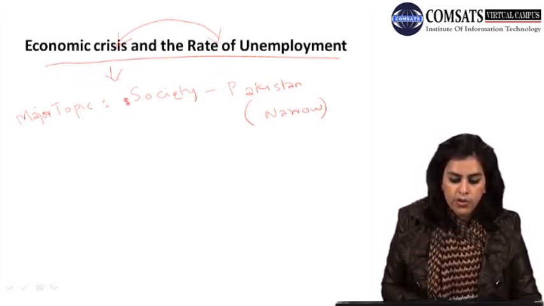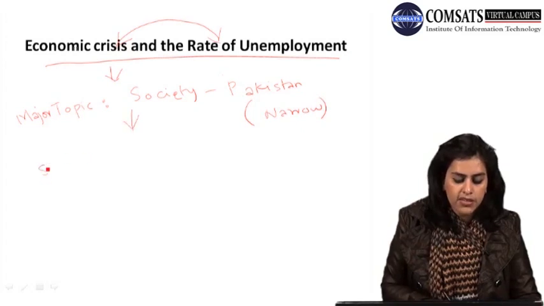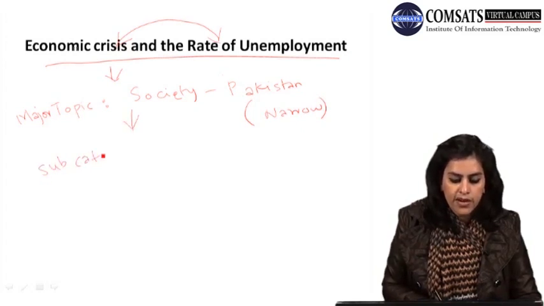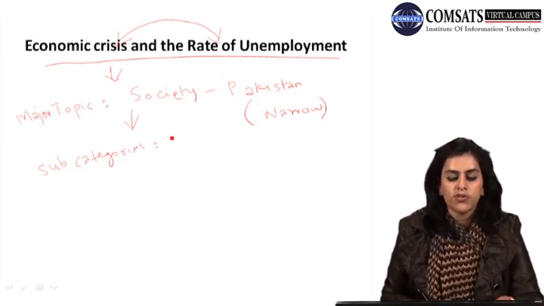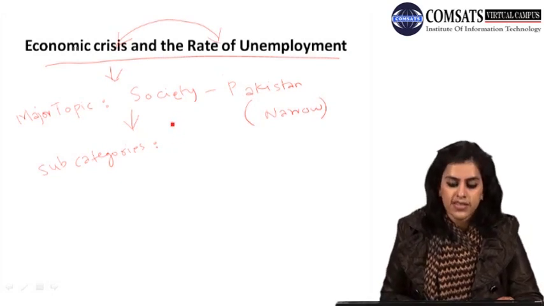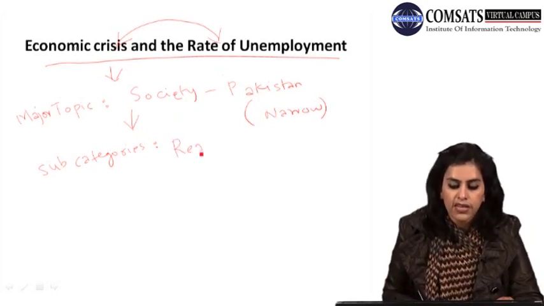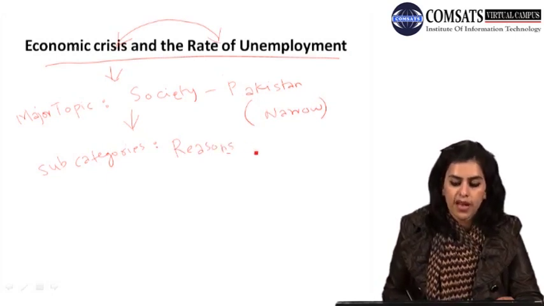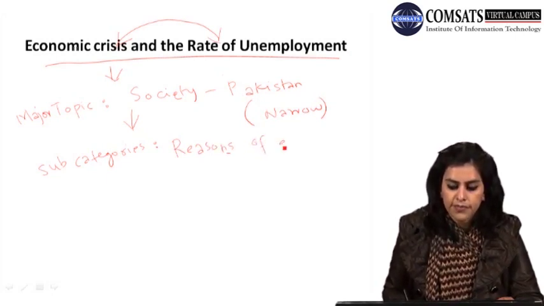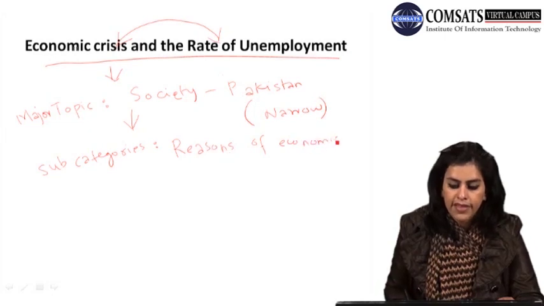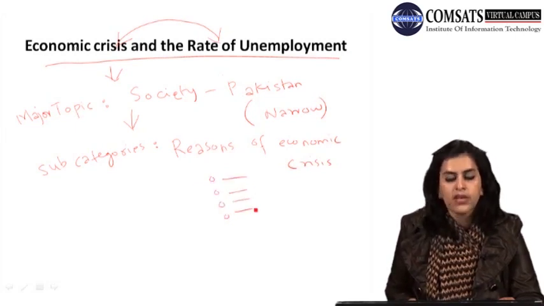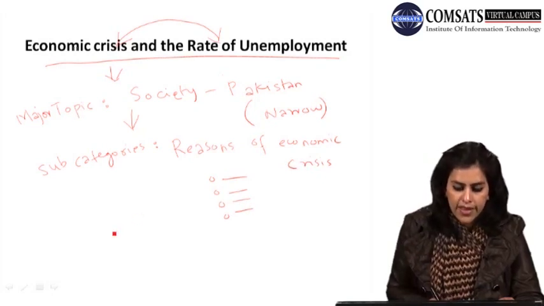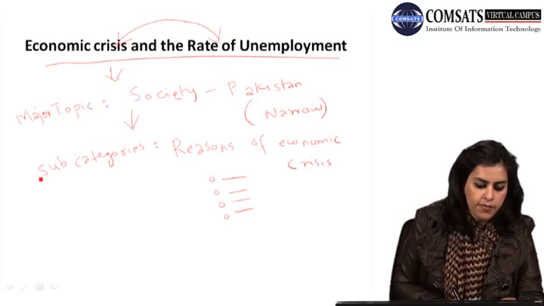Now if we try to write down the subcategories on which we would write our analysis, first of all we would try to find out the reasons for economic crisis, where each one of the reasons would be our subcategory. Then we are going to write down all those reasons which can be the causes of the economic crisis in our country. That was our subcategory number 1.